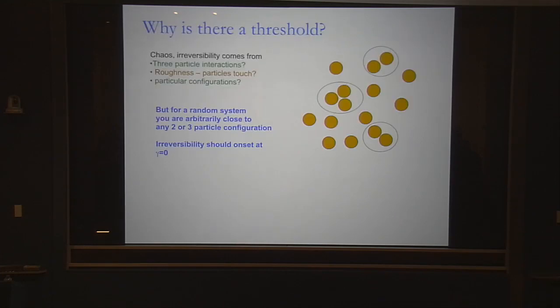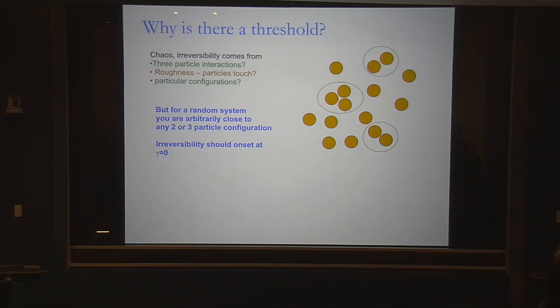So what's the explanation for it? The explanation that they had was the following. They said, well, we know that two particles are reversible and three particles are chaotic. So it's probably the more you strain it, the more you get three particle interactions. And if you only strain it a little bit, you get two particle interactions, et cetera.